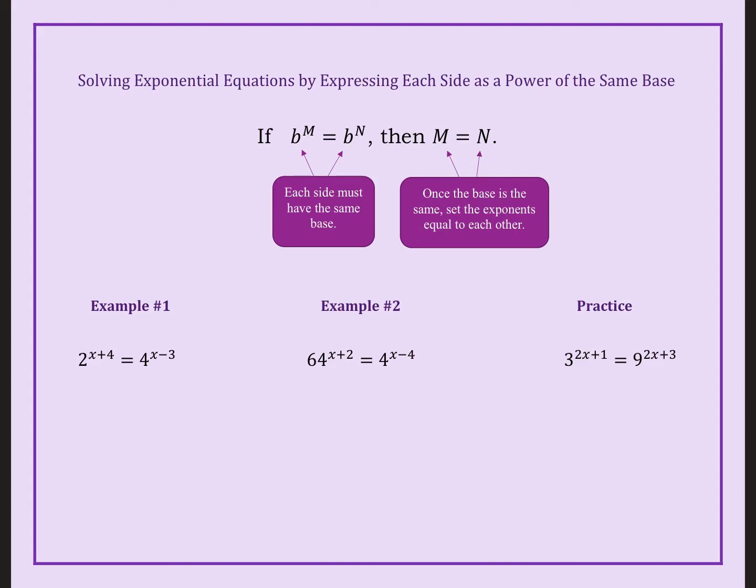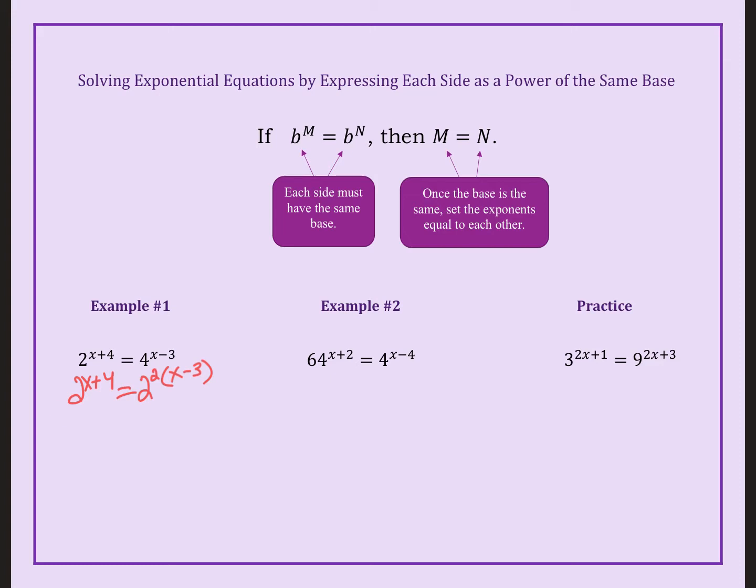So let's take a look at this first example. I have a base of 2 and a base of 4. I want them to have the same base. So how can I make that 4 turn into a base of 2? Well, 2 squared is equal to 4. So 2 squared was equal to 4. But I also have to still put that x minus 3 that was already there. Bring down your left side.